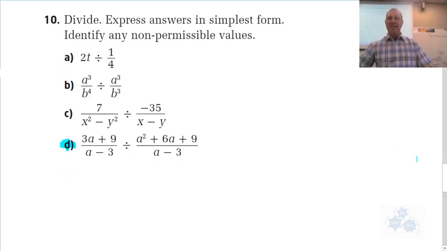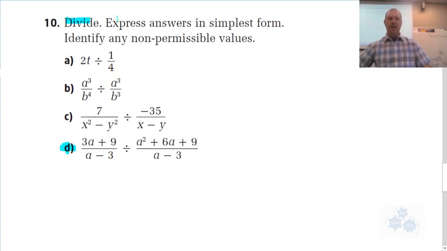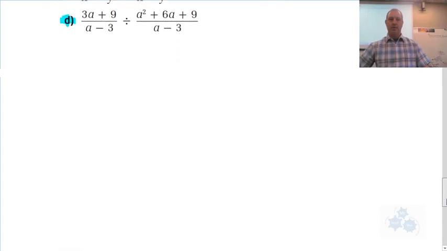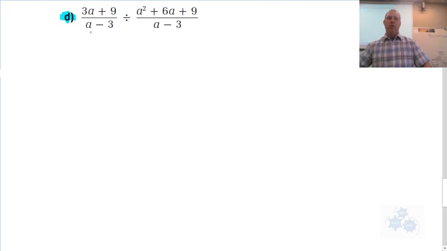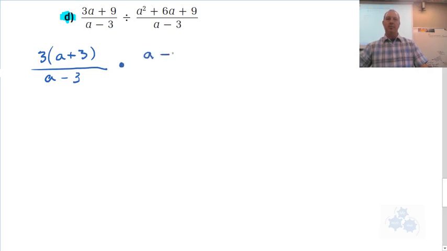So 10D, okay. Divide, express in simplest form, non-permissible values. Good. All right. Let's take a look at this one then. So again, you're going to want to factor, probably write as a multiplication, and then note restrictions, and then divide out, and all that sort of stuff. So let's factor first. I'll take a 3 out of this top one. I can't factor this bottom one anymore. I'm going to go ahead and write this as a multiplication right away and do a couple steps at once. That means I have to flip this one, right? I have to flip those around so that a minus 3 is going to go on top.